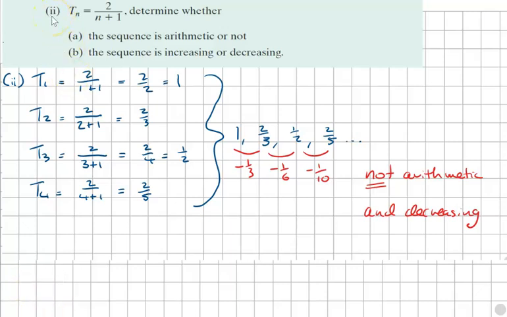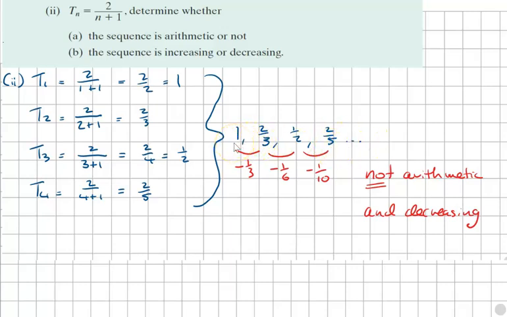So part 2 is done in the exact same way. This is the first version of how you can work it out. So we take Tn equals 2 over (n plus 1), and we're going to swap the n for 1, 2, 3, and 4 to work out the first, second, third, and fourth term of the sequence. So term 1 ends up being 1, term 2 is 2/3, term 3 is a half, and term 4 is 2/5. So we write them out in a list with commas in between: 1, 2/3, a half, 2/5, dot, dot, dot.